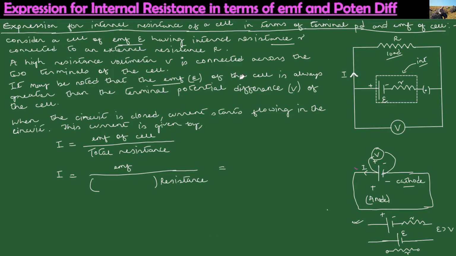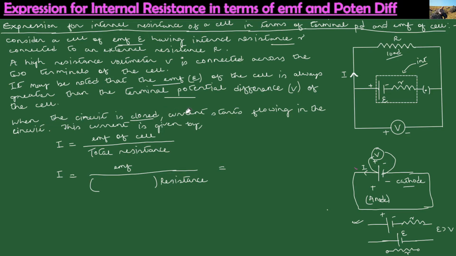So it may be noted that the EMF E of the cell is always greater than the terminal potential difference V of the cell. If you want to find the potential difference between these two terminals, positive and negative of the cell, you have to connect a voltmeter across. If this is positive, that end of the voltmeter will also be positive, and this will be negative. From this circuit, if you want to find the current, when the circuit is closed, the current will be determined.